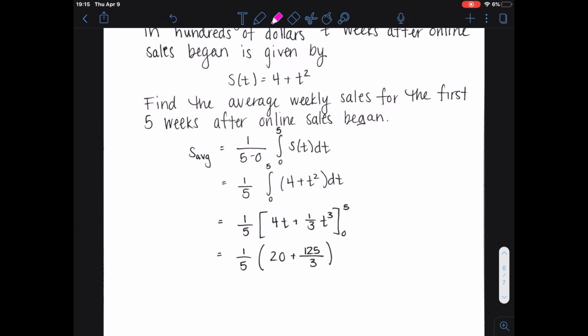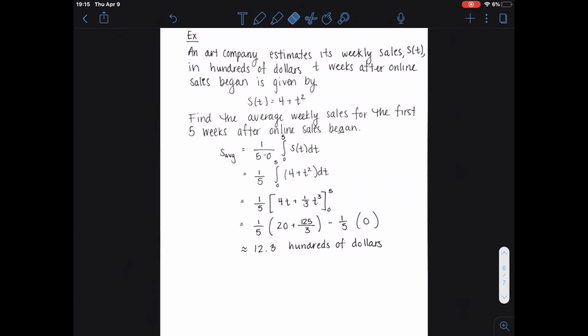So you plug in 5 first. You get 4 times 5, which is 20. 5 to the third is 125. And then you go ahead and subtract, plugging in 0, but this is just 0 plus 0. So it doesn't do anything. So this is around 12.3, but remember this value is going to be in hundreds of dollars. So it's 12.3 hundreds of dollars, which in that case then you multiply it by 100. Your average weekly sales are going to be $1,233.30.